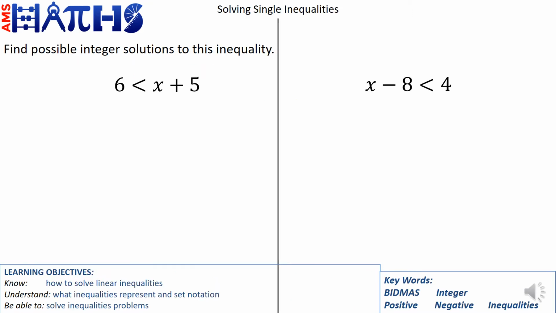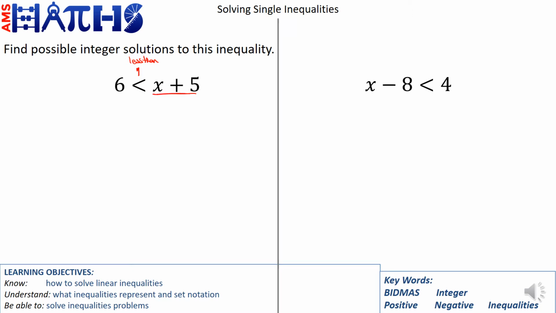All right, so now for our topic, we need to solve inequalities. So we're going to start with single inequalities. It says find the possible integer solutions to this inequality. So we have 6 is less than x plus 5. So we need to find out what value of x we're going to add to 5 so that it is greater than 6, because 6 needs to be less than x plus 5.